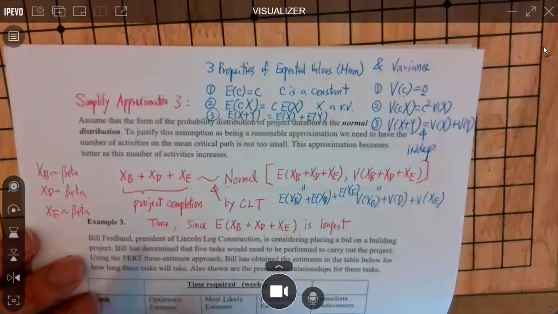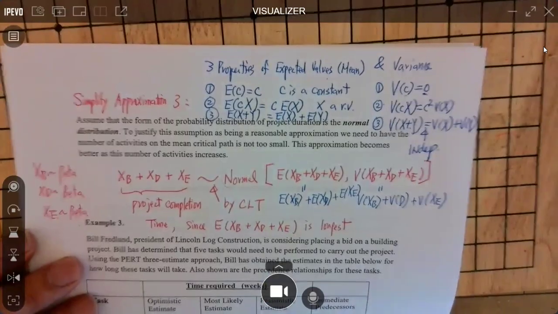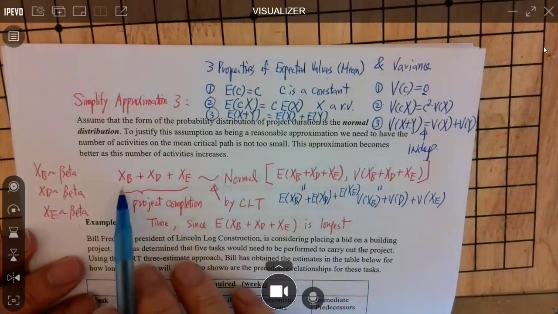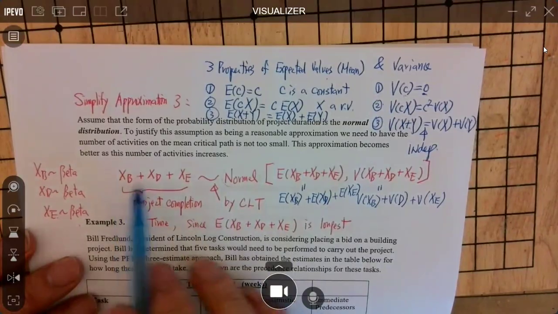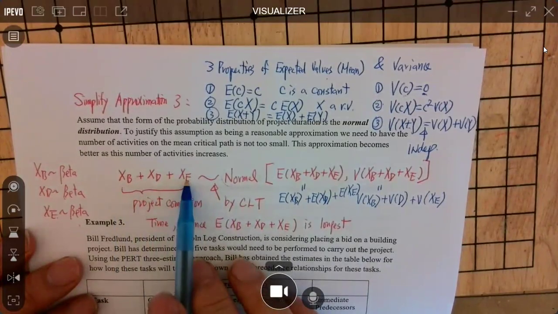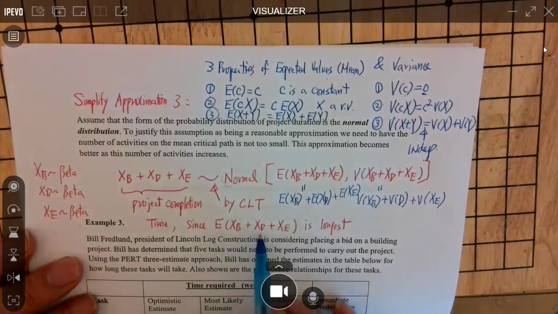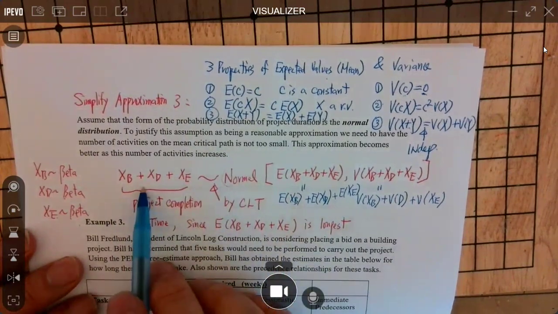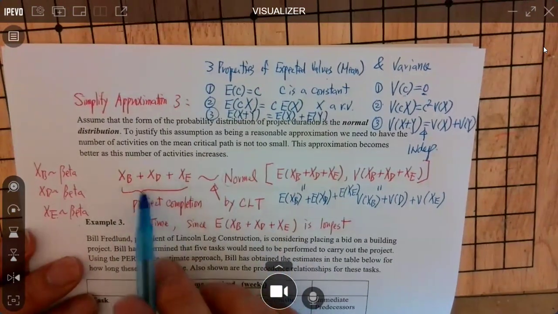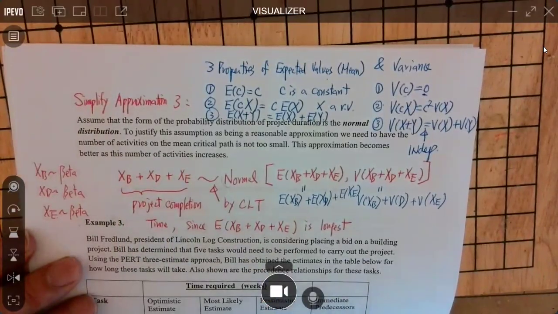Okay? So let's rephrase the 3 assumptions we just stated. Why do we set the project completion time as XB plus XD plus XE? Because the expected duration of XB plus XD plus XE is the longest. Okay, that's our first assumption. Even if this is not true, hopefully the other paths will not be much longer than this one.